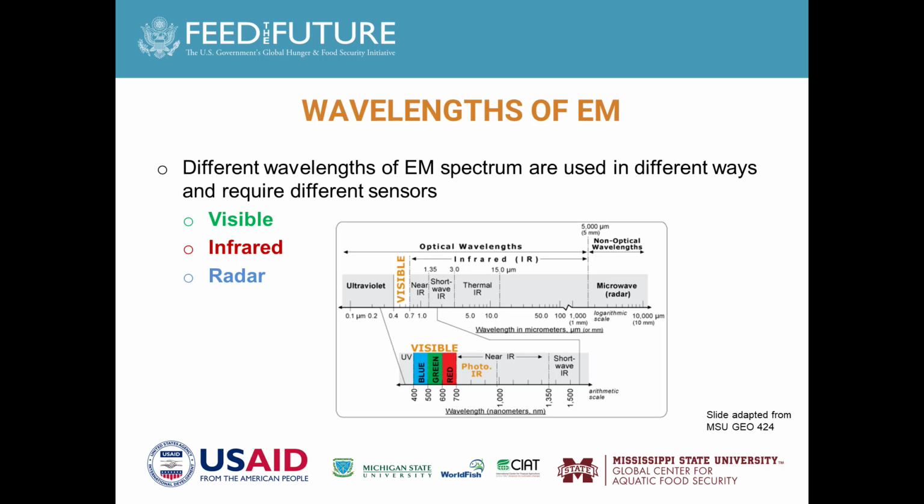It's really important when talking about remote sensing to understand all the different types of wavelengths that we can use. As I said earlier, different wavelengths of the electromagnetic spectrum, or EM, are used in different ways and require different sensors. The main three categories that come up the most often are, first, visible light, which I have highlighted here in green.